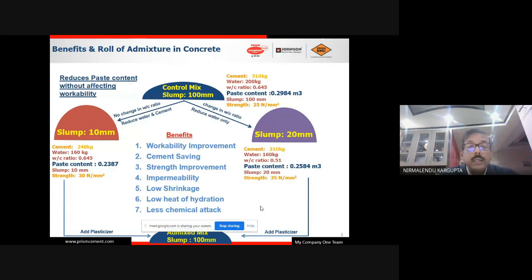This is the theme of these slides, reducing paste content without affecting workability, not only water content. Here I have reduced paste, cement as well as water. Here I have reduced only water. But in both cases, we have reduced water content also, we have reduced paste content also. It is rather better to say the admixture is a paste reducer, right? Next slide.